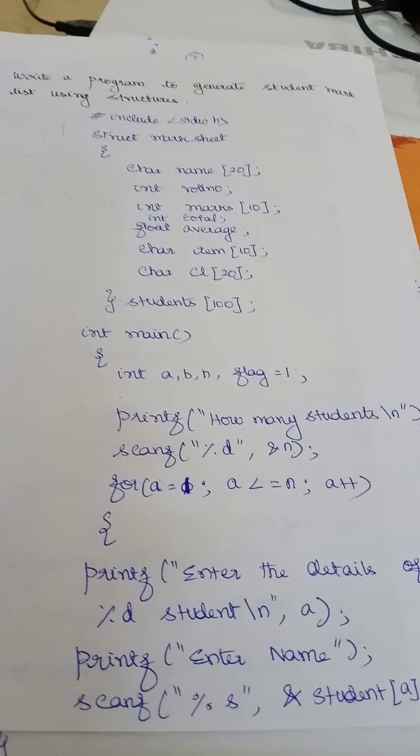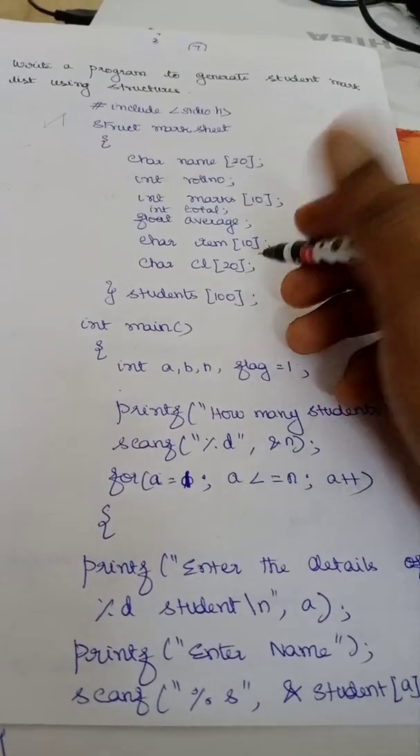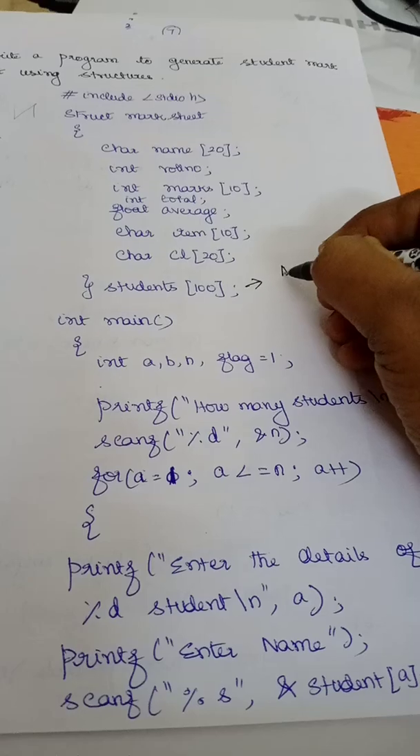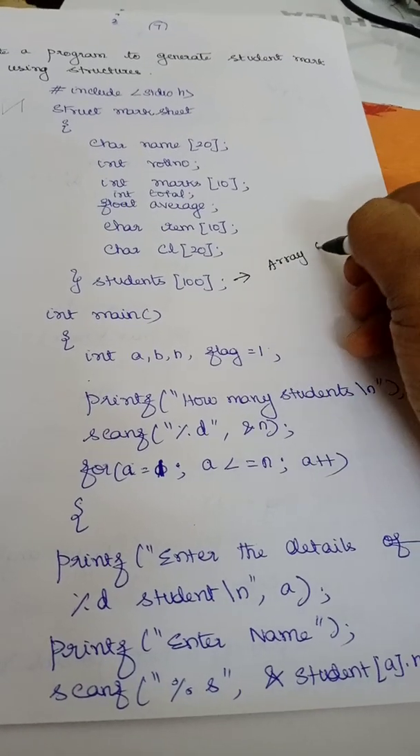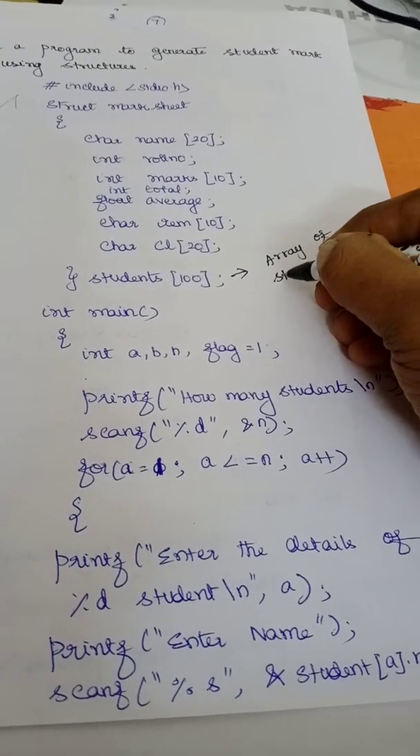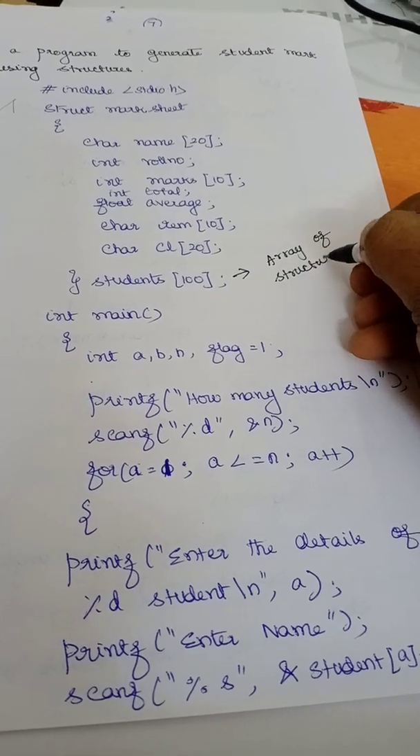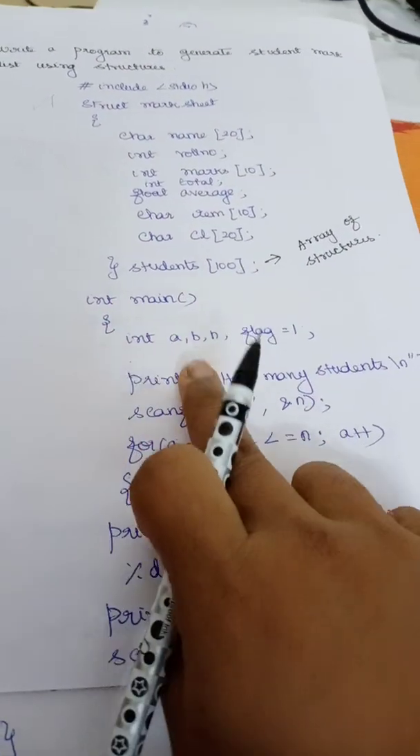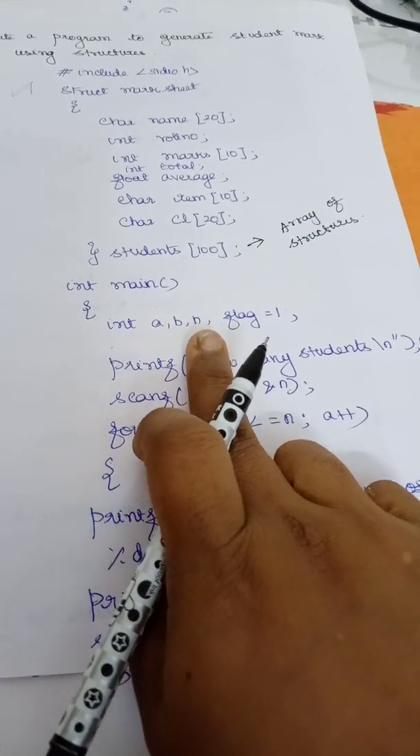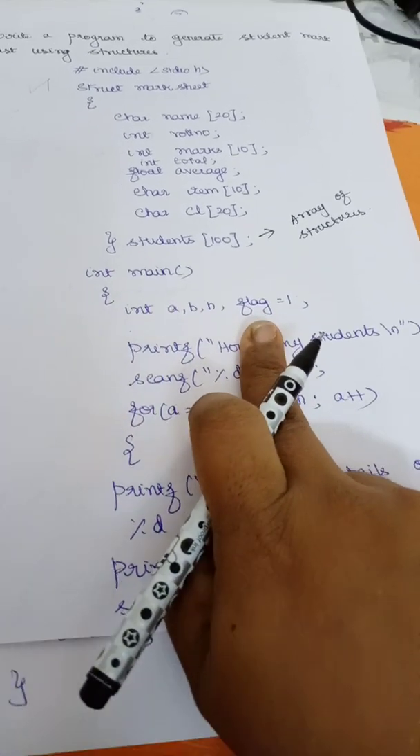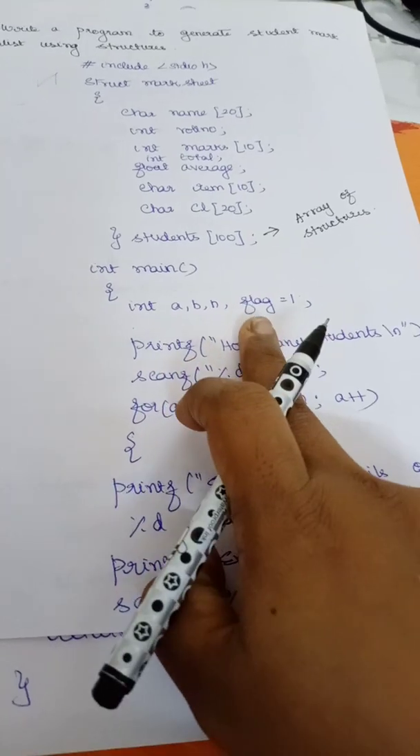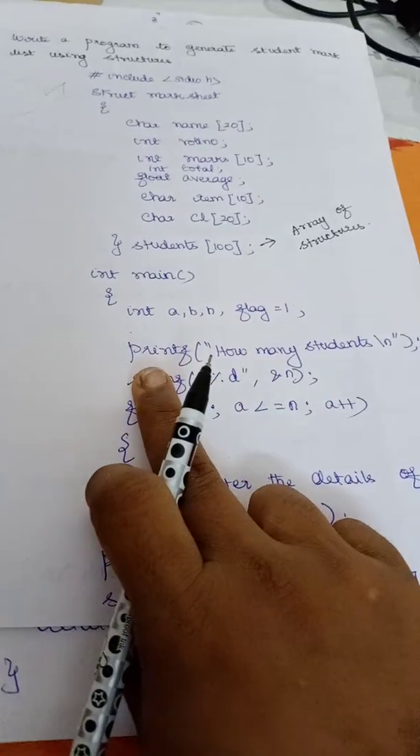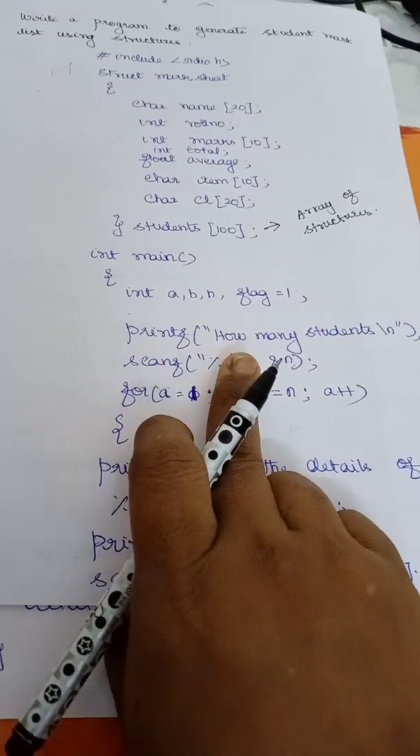So here I have declared an array of structures. Do you remember? This is going to be an array of structures. Now, in the main program, I have declared variables a, b, n, and I made flag equal to 1. I'll tell you what we are using this flag for. And here I am reading the number of students.